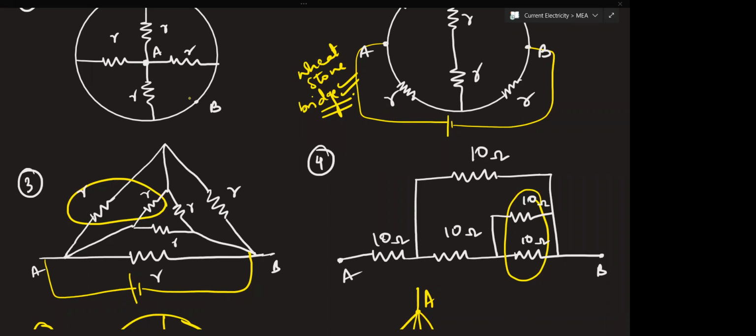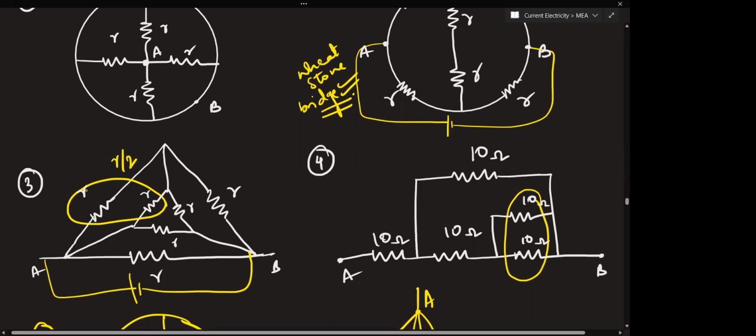Again incorrect, Salman. Not R by 2. R by 2 is the answer of this. Answer of this. This is R by 2. Means both of them. Not R equivalent.